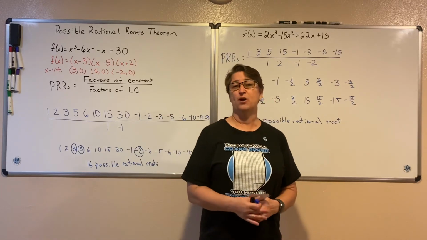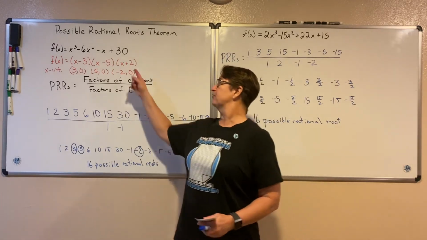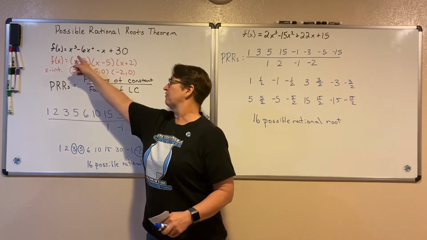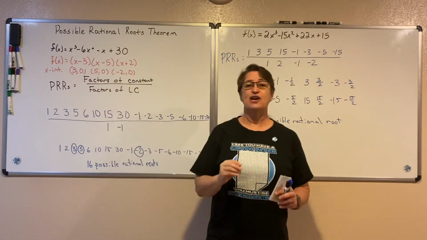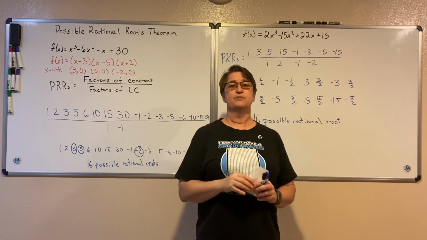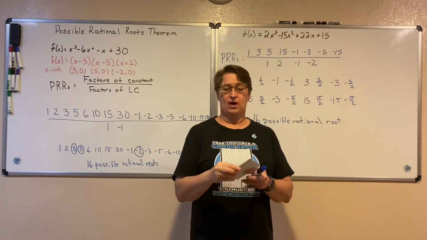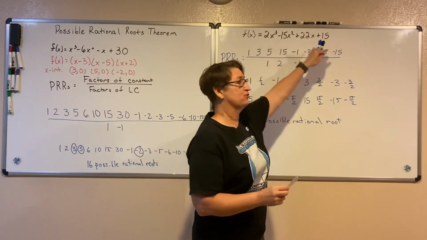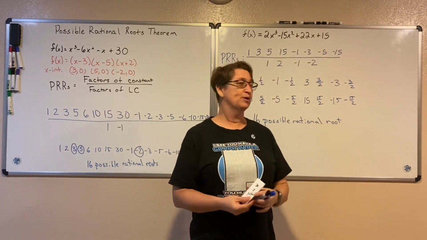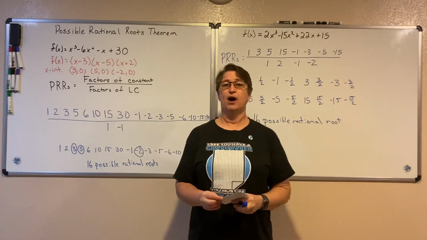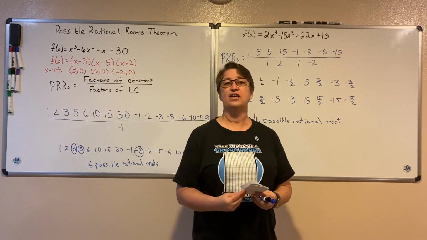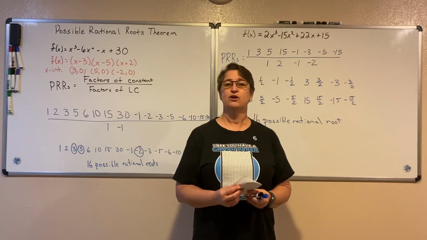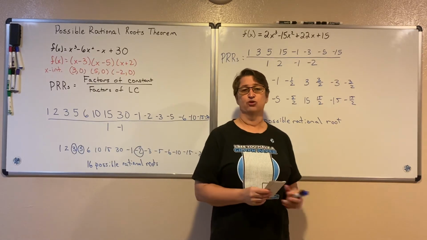So to find those possible rational roots, we take the factors of our constant, put it over the factors of our leading coefficient, and find all those possibilities. In the next video, I'm going to use my magic hat, and we're going to see if we can factor this polynomial with those possible rational roots. We'll see if any of those possible rational roots actually work, if this polynomial has any of those as roots.